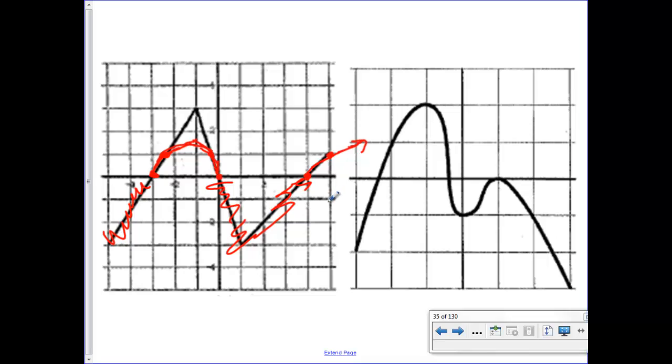Does that make sense? You guys try the last one. See if you can get it before I do it. That won't change, that won't change, that won't change, that won't change. So this graph should look roughly like that.